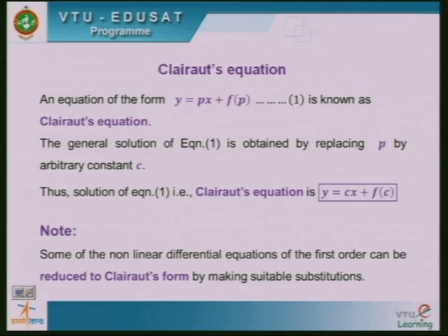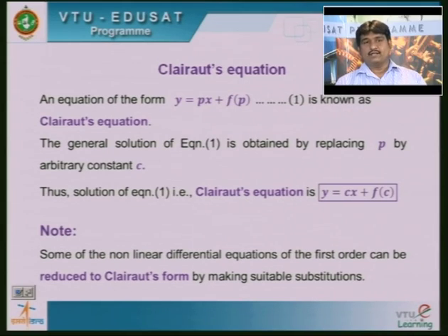An equation of the form y equals px plus f of p, where p stands for the derivative of y with respect to x, dy by dx, is known as Clairaut's equation, and its general solution is obtained by replacing p by c, that is, y equals cx plus f of c. So it's simple. You have to just identify whether it is in the form of y equals px plus f of p or not.